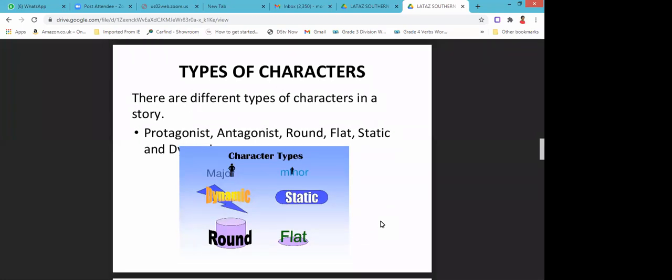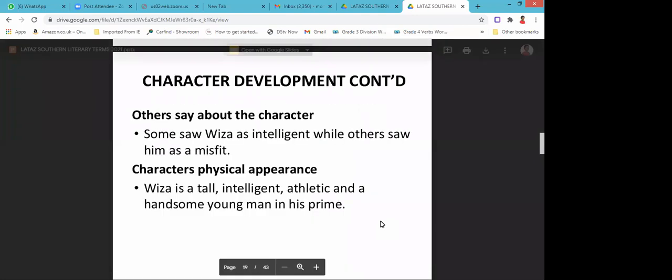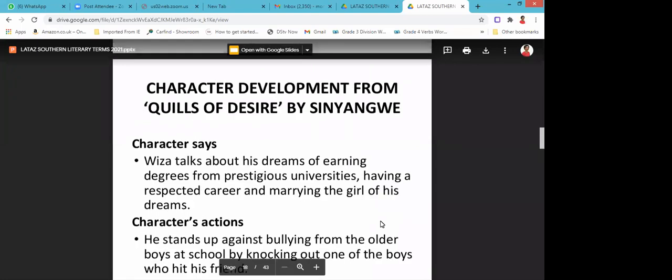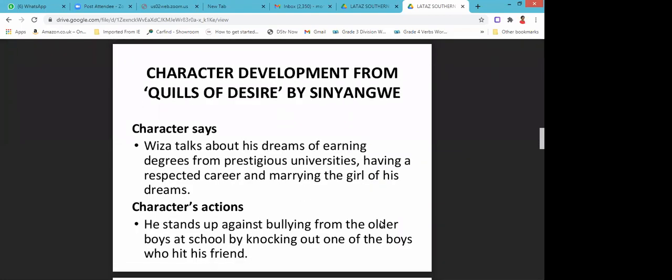Okay, so I was saying, back to characters. All right, so we were talking about character development from Crows of Desire.